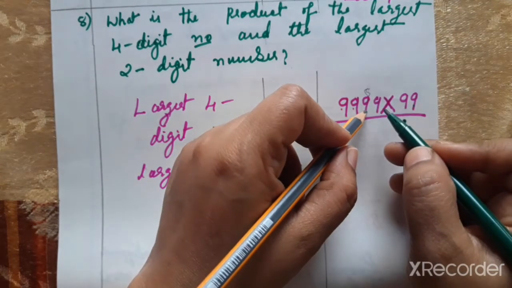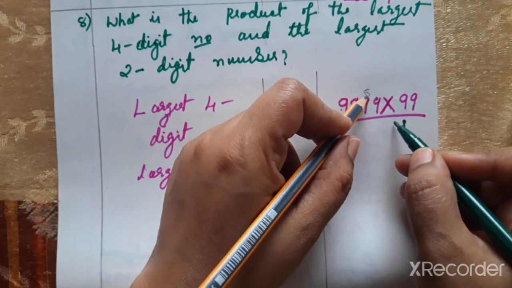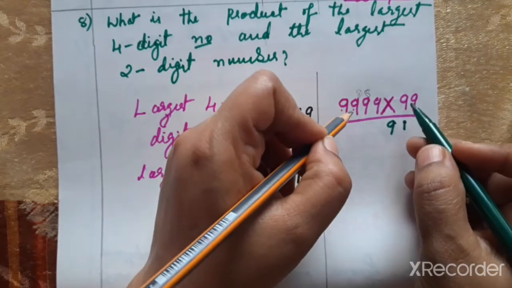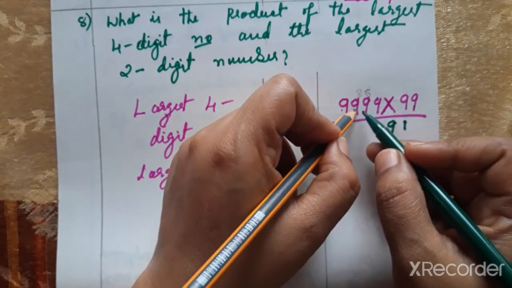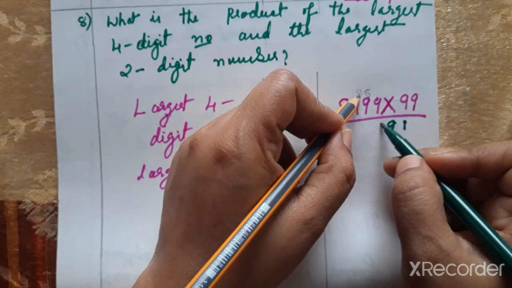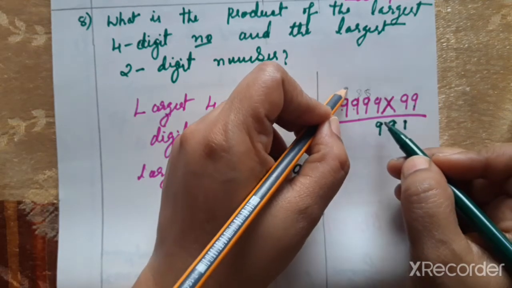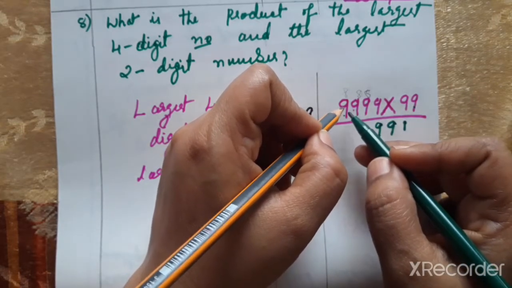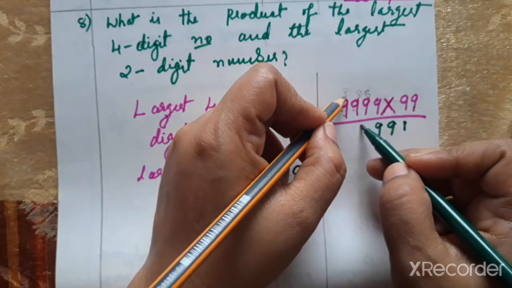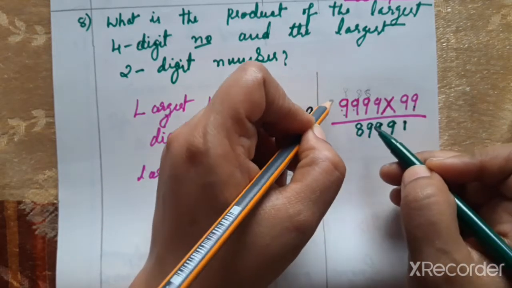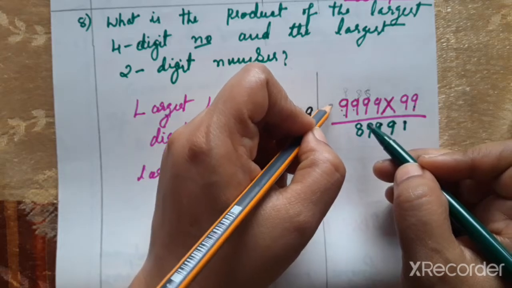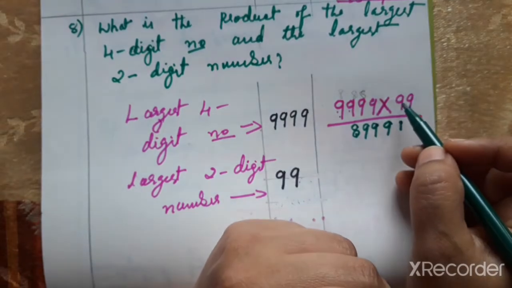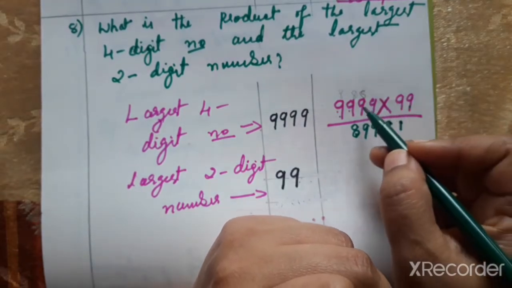Now 9 nines are 81. 81 plus 8 is 89. So 9, and 8 carry over to the next place. 9 nines are 81. 81 plus 8 is 89. So 9, 8 carry over to the next place. Then 9 nines are 81. 81 plus 8 is 89. So we write 89 together because there is no number to carry over. No friend to share this 8. With the first 9 we multiplied each number. Now with the second 9 we have to multiply each number.